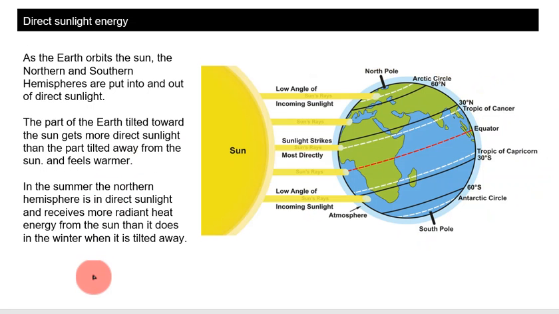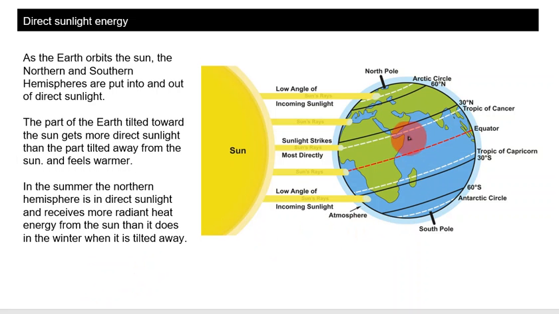So as the Earth orbits the Sun, the northern and southern hemispheres are put into and out of direct sunlight. So the part of the Earth tilted towards the Sun gets more direct sunlight than the part tilted away from the Sun and feels warmer. In the summer, the northern hemisphere is in direct sunlight and receives more radiant heat energy from the Sun than it does in the winter when it's tilted away as well.